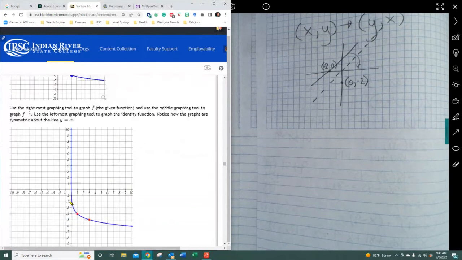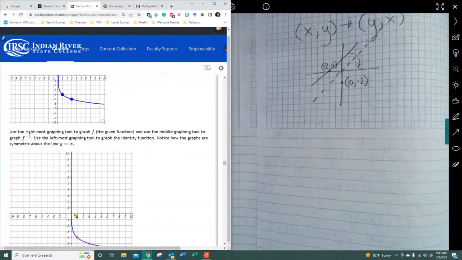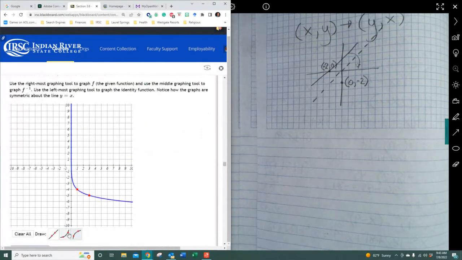Now I want to go ahead and graph the inverse function. So I want to switch those components. So 1, -4 becomes -4, 1. And then I want to graph the next coordinate point, which was 3, -5. I want it to be -5, 3.